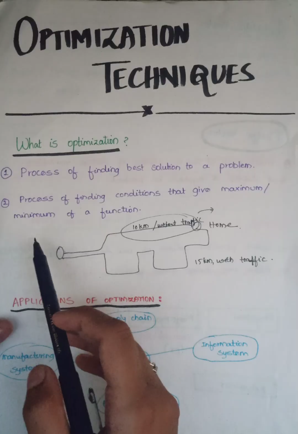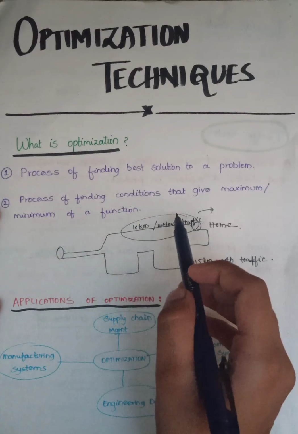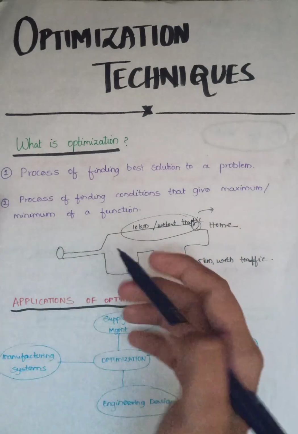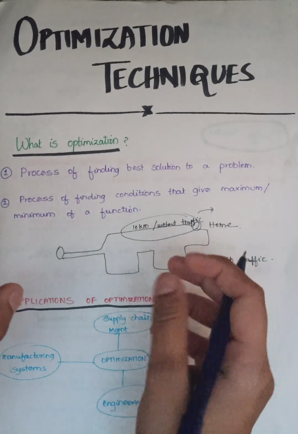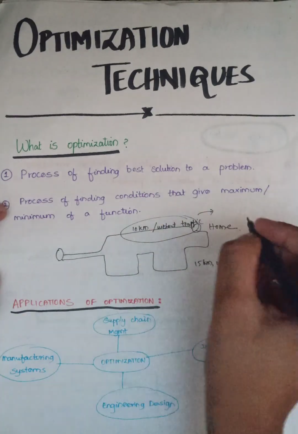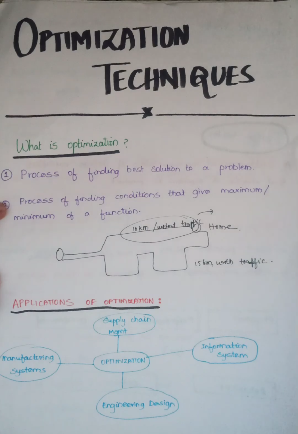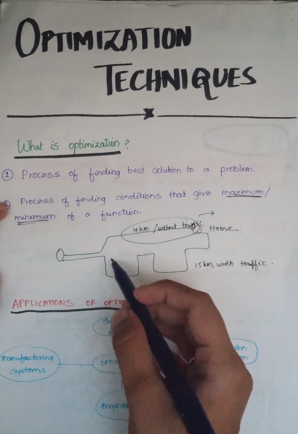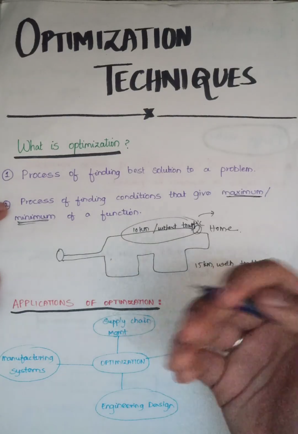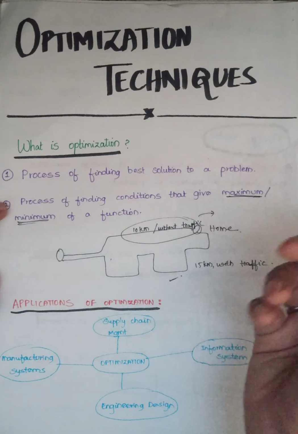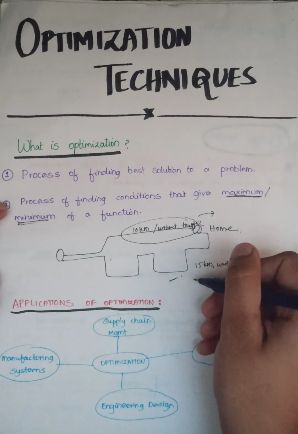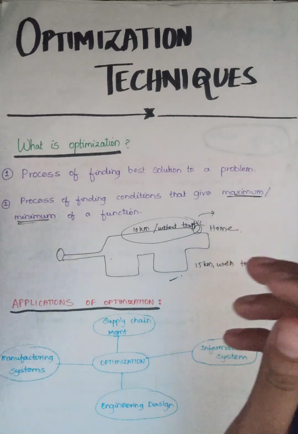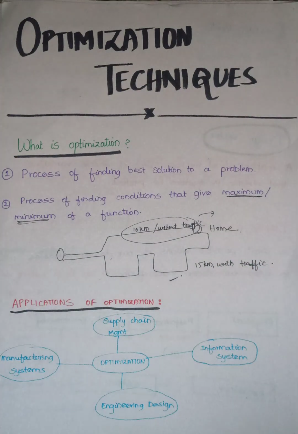So there is another definition here: the process of finding conditions that give the minimum or maximum of a function. So here the function defines that it gives a solution to a problem. So finding a solution, either the maximum of a function or the minimum of a function, is optimization. For example, here we minimize the amount of time required to travel home. So this is the minimization of the time. That's why it's considered as a minimization of a function. So this is optimization, finding the solution which is the best from the available set of solutions.